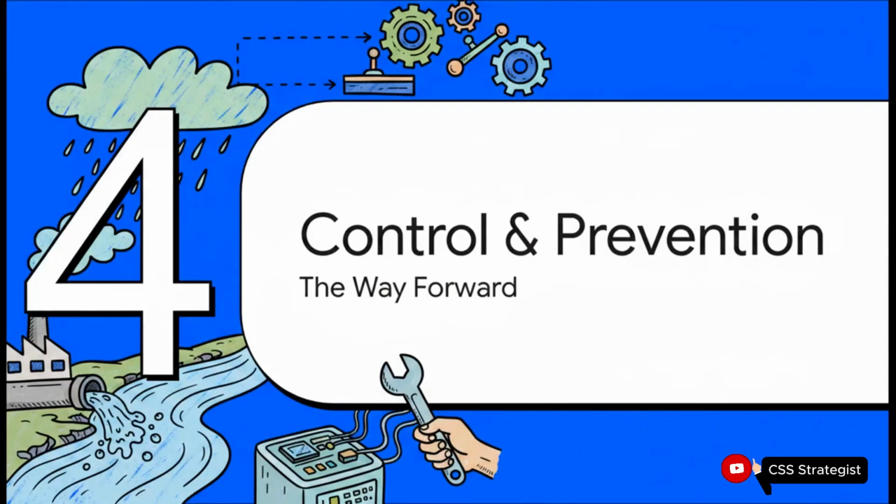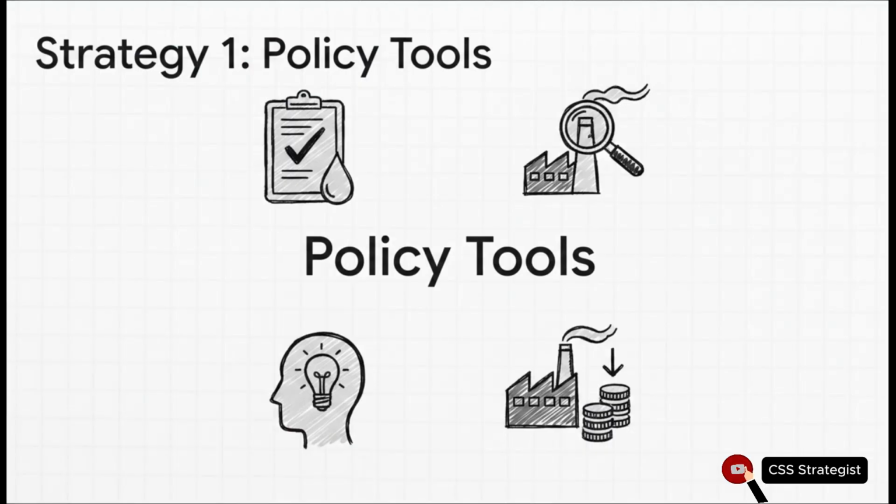Okay, understanding the problem is one thing, but examiners really want to see if you can articulate the solutions. So let's shift gears and focus on the strategies, from the big picture policies down to the on-the-ground tech. So these are the macro-level controls, the tools of governance. A great answer will mention the need for strong legal frameworks, but it will also critically point out the challenges in enforcing them. Mentioning the polluter pays principle is also smart. It shows you're thinking about creating economic reasons for industries to clean up their act.